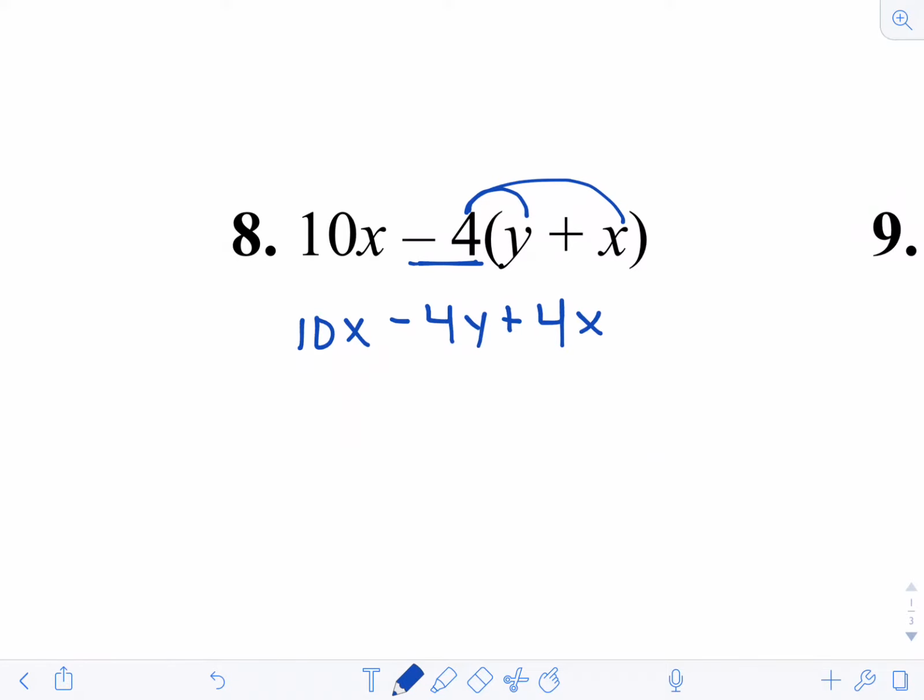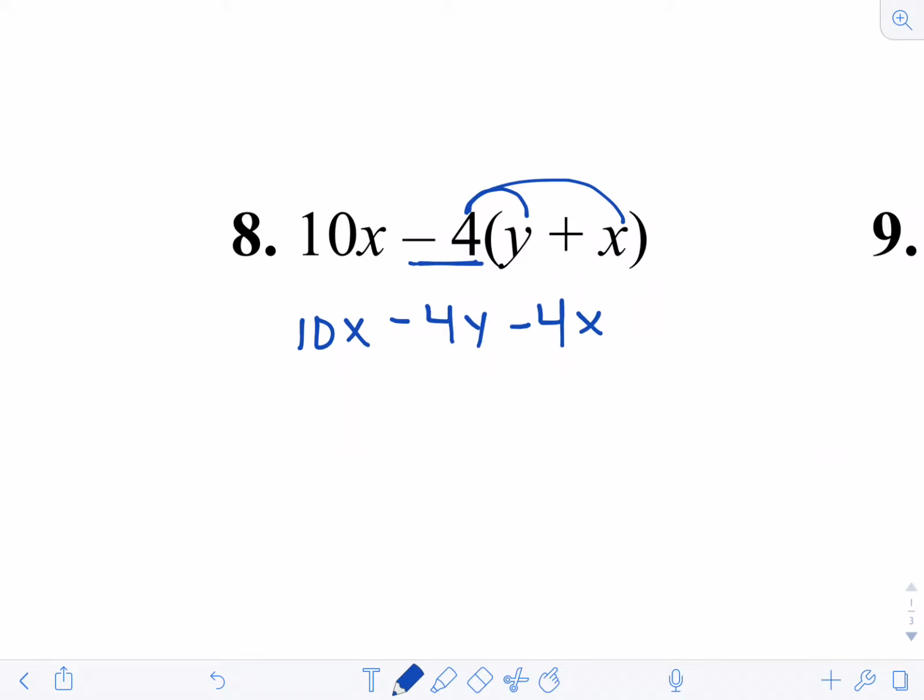Okay, so all I did is I distributed the negative 4 to the y and to the x. And since it's just a coefficient of 1 in front of the y and a coefficient of 1 in front of the x, negative 4 times 1y is negative 4y. Negative 4 times 1x is just, oh, I put positive. I'm glad I went through this. Is a negative 4x.